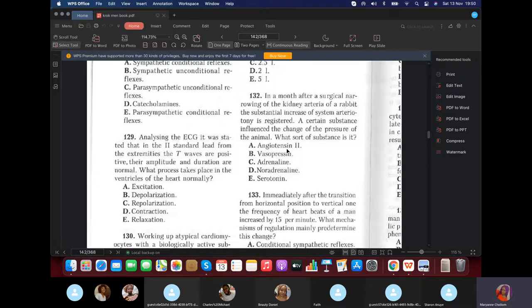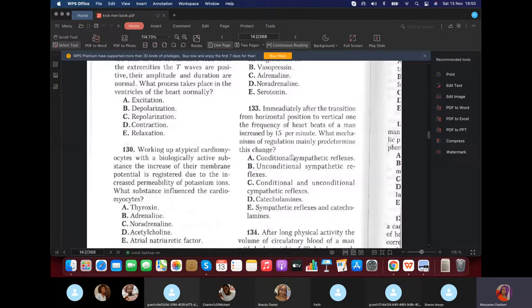Aldosterone is for what? There's absorption of more water. If there's absorption of more water, there will be what? Increase of blood returning to the heart. That will cause what? Increase of systolic blood pressure. Do you see? Good. 133.